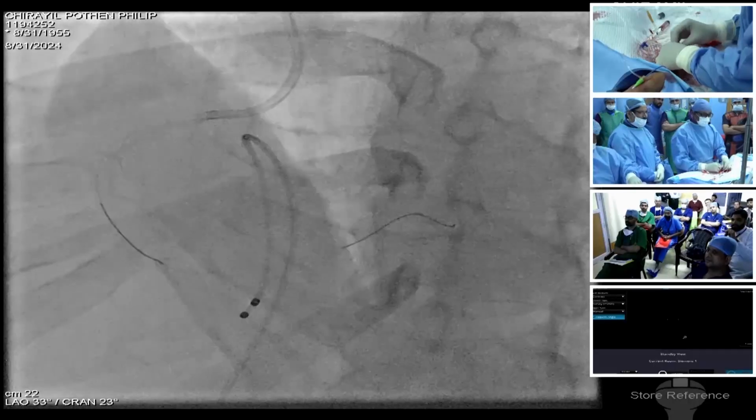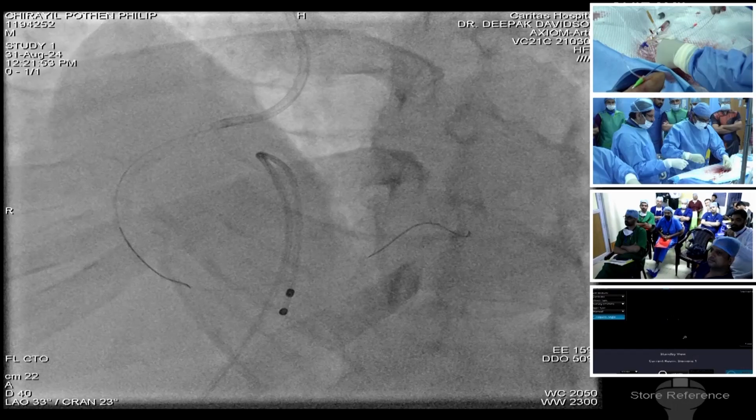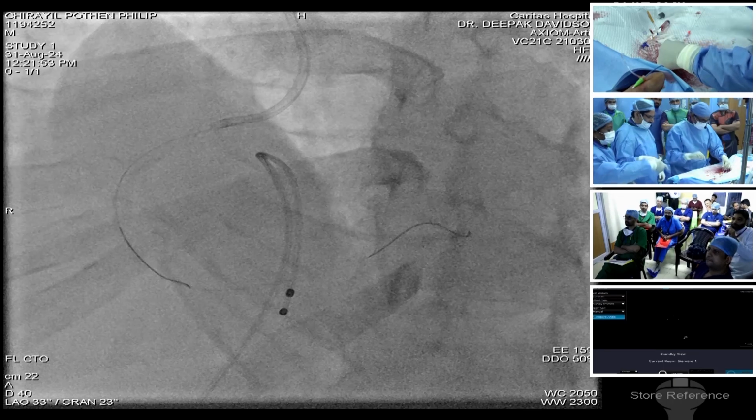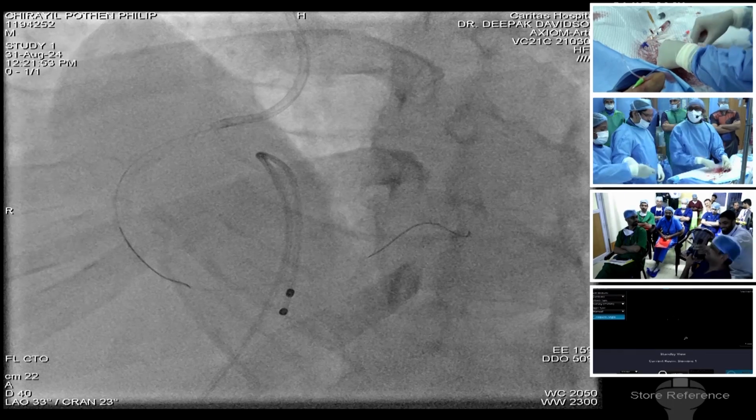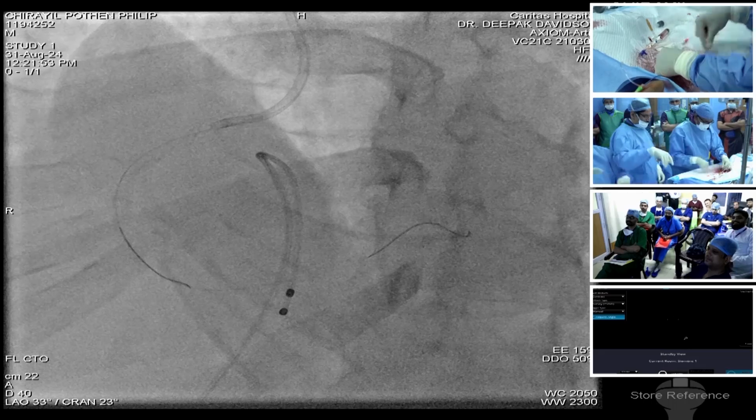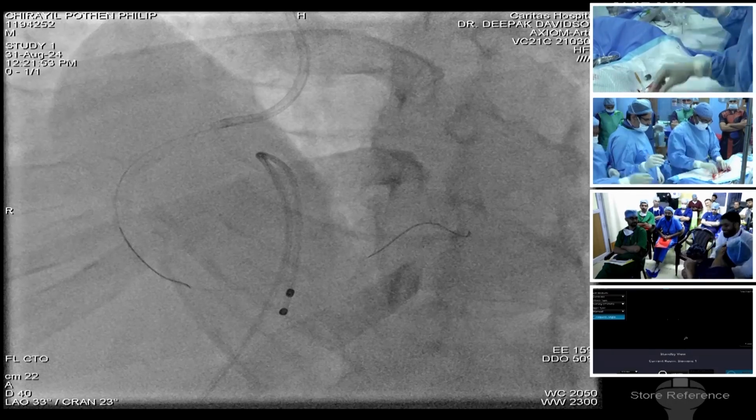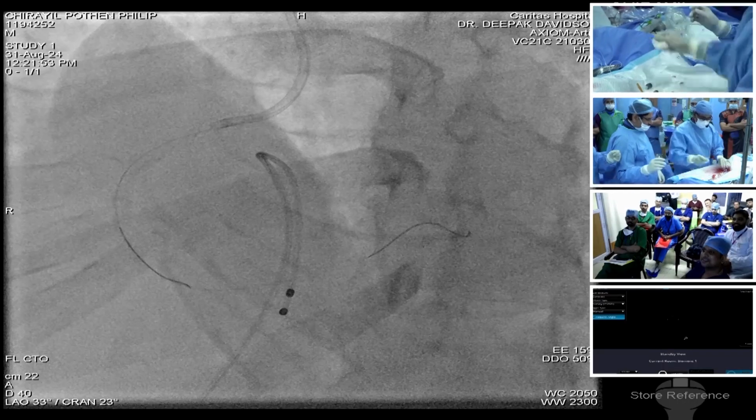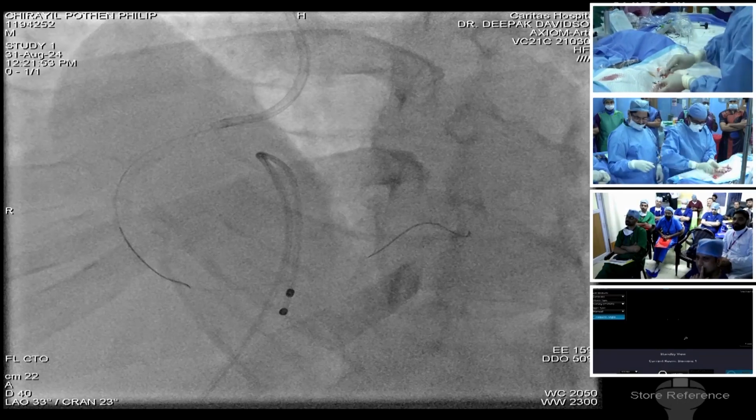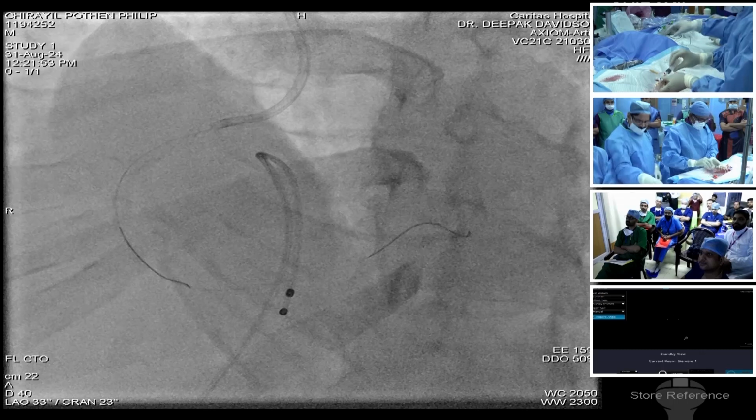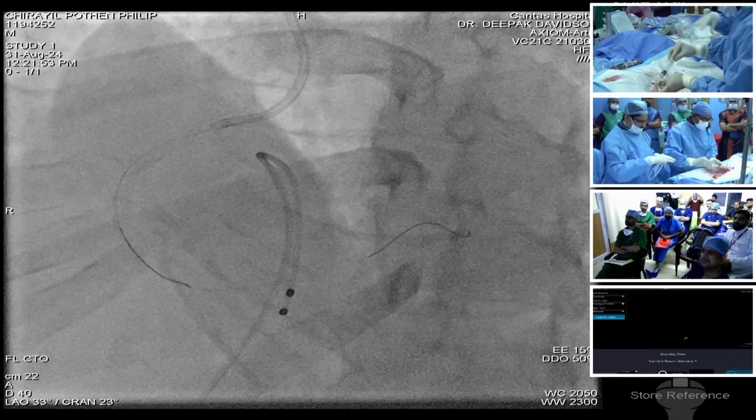Yeah, it's going into the branch. Now give the OCT catheter. We'll take out the wiper. Concentrate on what you're doing. OCT catheter. Now enlarge the OCT images.